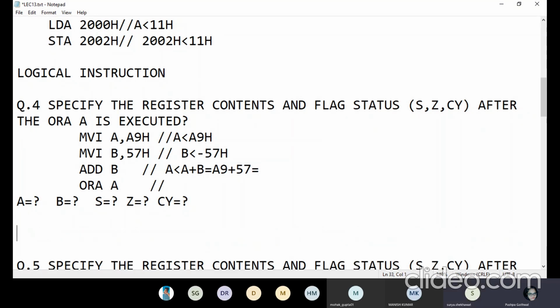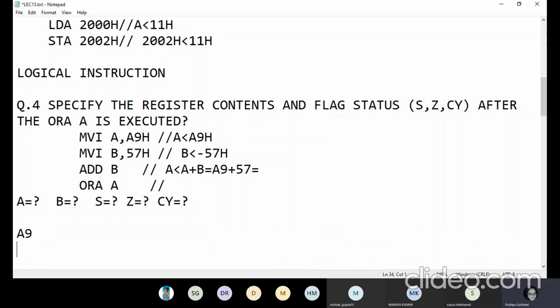When you add A9, 1 0 1 0 1 0 0 1, and 57, 0 1 0 1 0 1 1 1, bit by bit, yes? Okay, so when we are adding, very nice. So after this you are getting 0 0 H.